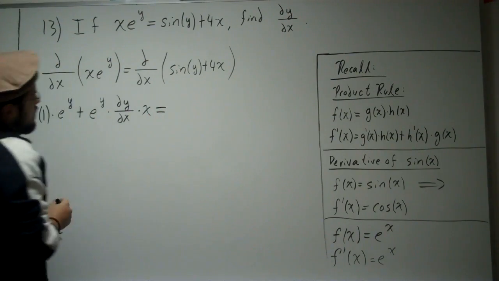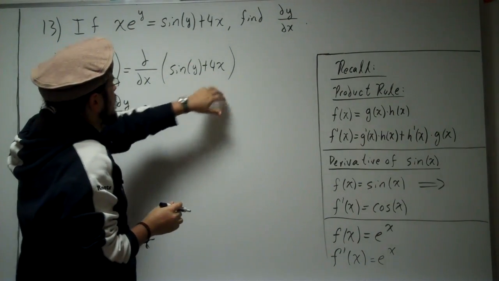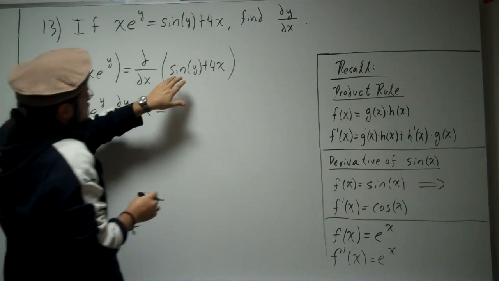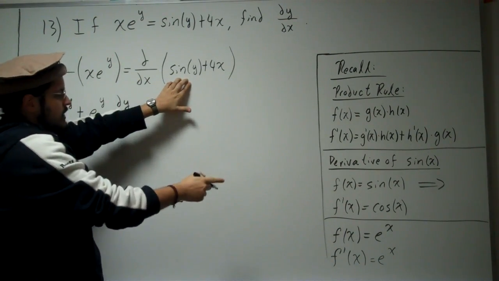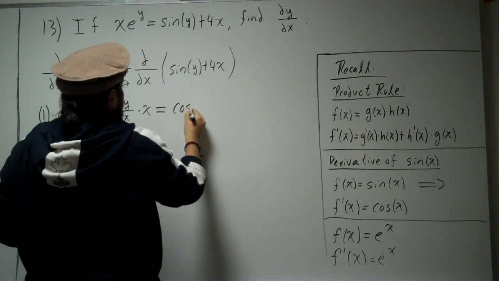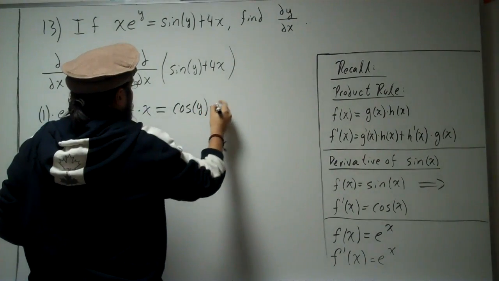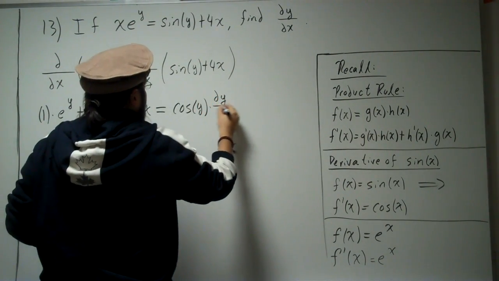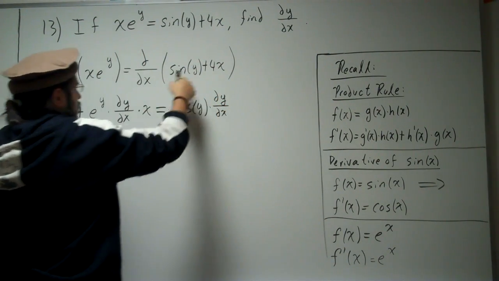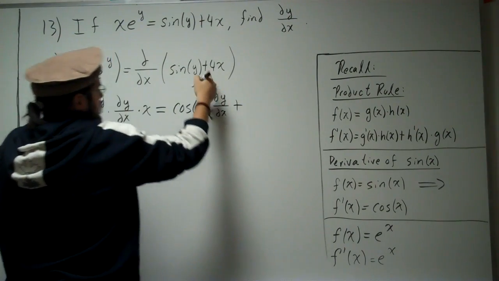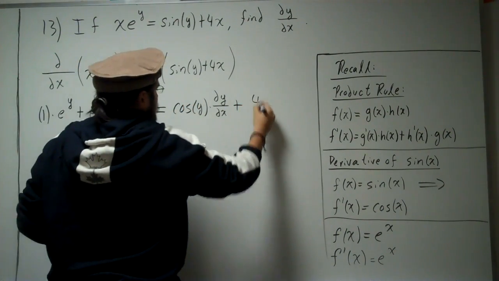That equals the derivative of sine y plus 4x with respect to x. The derivative of sine y is cosine y. However, since we have y, we have to multiply that by dy/dx, because y is a function of x. Plus the derivative of 4x, that's just 4.